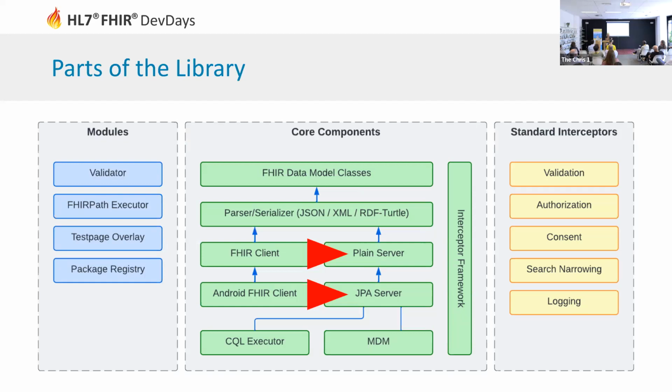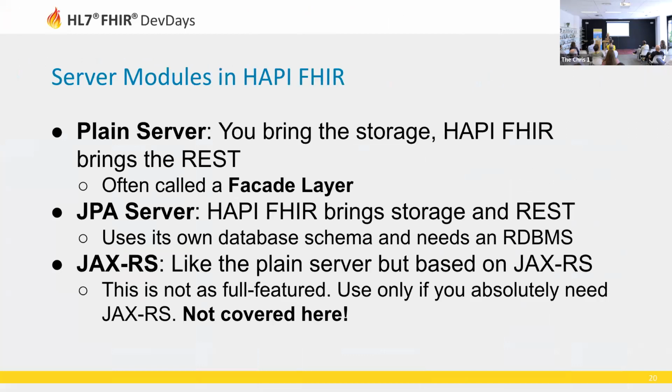I mean, Java itself is predominantly a language that gets used for servers. I mean, things like Minecraft aside, most of the time, if you're using Java, it's probably because you're building servers. So the server framework in HAPI/FHIR tends to be our most popular bit. We've actually got two server frameworks as a part of the library. We call them the plain server and the JPA server. Actually, we've got three. Those three are the plain, the JPA, and the JAX-RS.